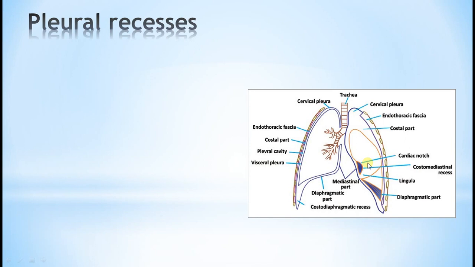Okay. So far we have discussed the pleura and the different types of pleura: what the visceral pleura is and the various subdivisions of the parietal pleura.